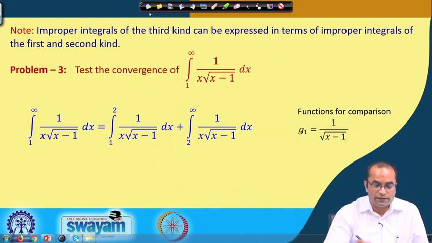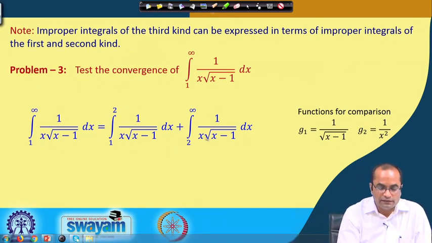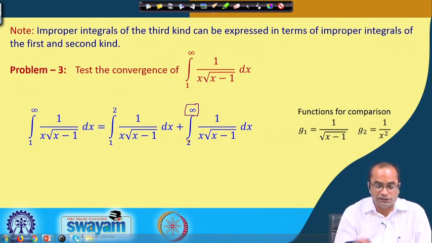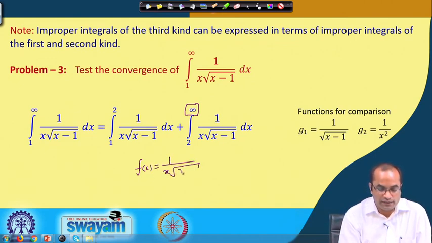Now, we will look at the second integral. For the second integral we will choose the function 1 over x square. The reason is again clear, because here the problem is because of this infinity. So, we will check the behavior of this function as x approaches infinity, and from there we will take the function g for the comparison.